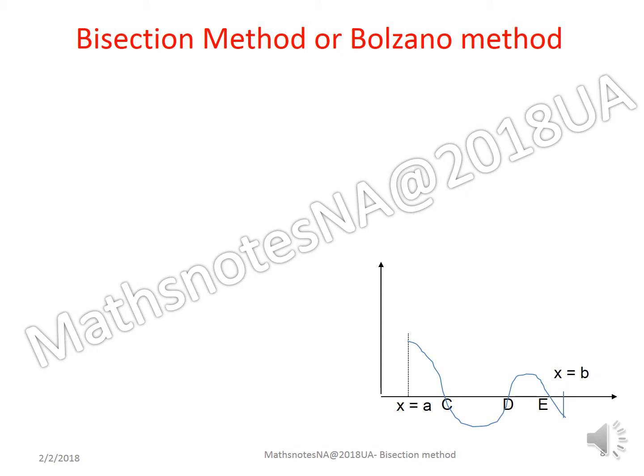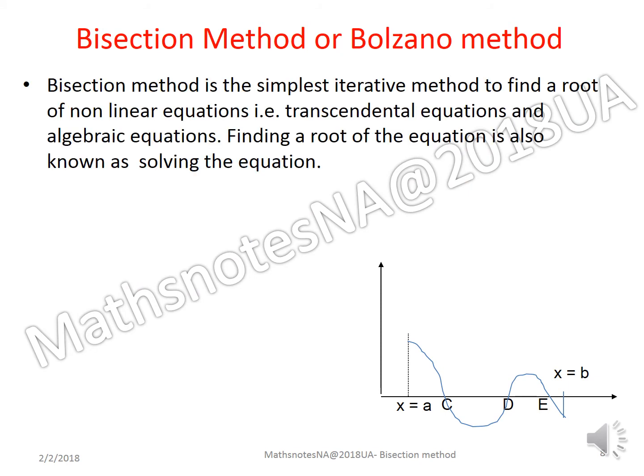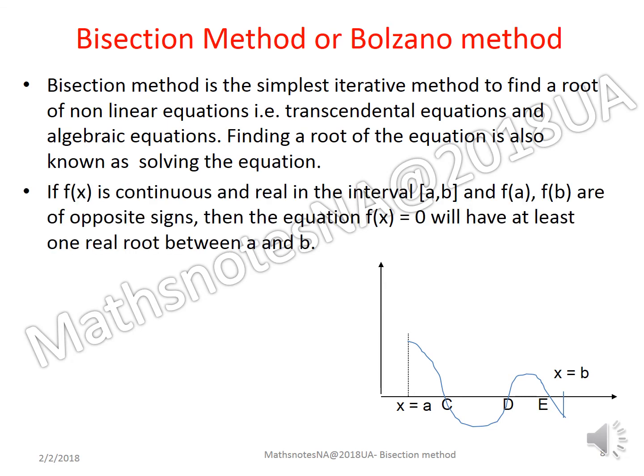Now I would like to discuss bisection method or Bolzano method. Bisection method is the simplest iterative method to find a root of nonlinear equations, that is transcendental equations and algebraic equations. Finding a root of the equation is also known as solving the equation. If f(x) is continuous and real in the interval [a, b] and f(a) and f(b) are of opposite signs, then the equation f(x) = 0 will have at least one real root between a and b.